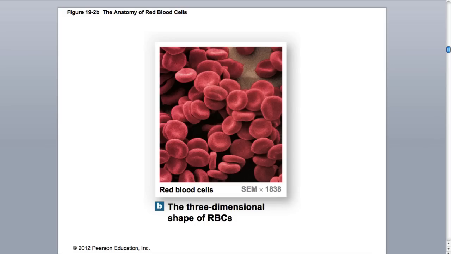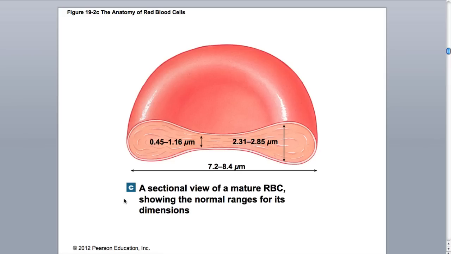Here's another picture. So they're a biconcave donut shape. And they're, of course, made out of hemoglobin. So biconcave donut shape. Here's another picture. Remember I said that they're about 8 microns in diameter. Now, this biconcave donut shape is holding about 280 million hemoglobin molecules. Let's say that again. So a red blood cell typically holds 280 million hemoglobins. That's a lot. So we have 280 million hemoglobins per red blood cell.